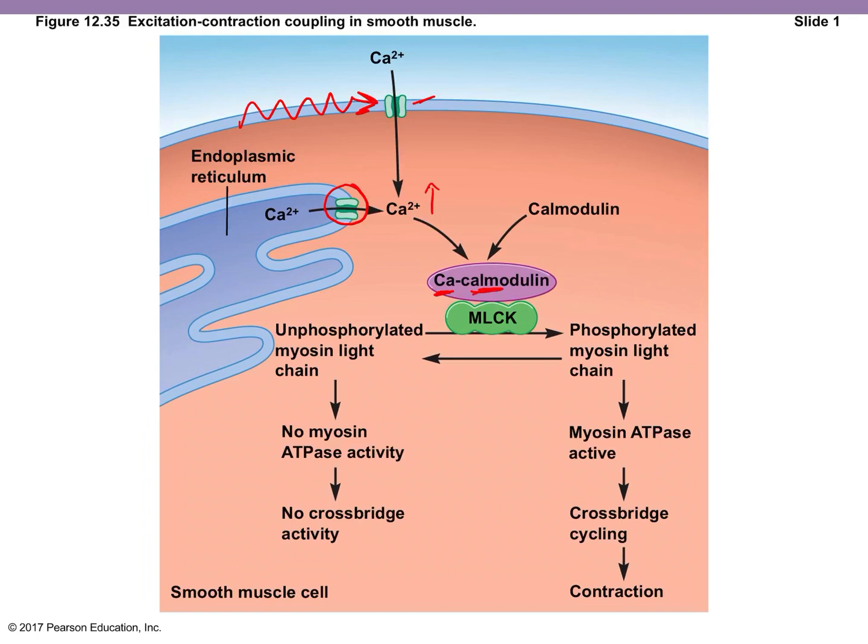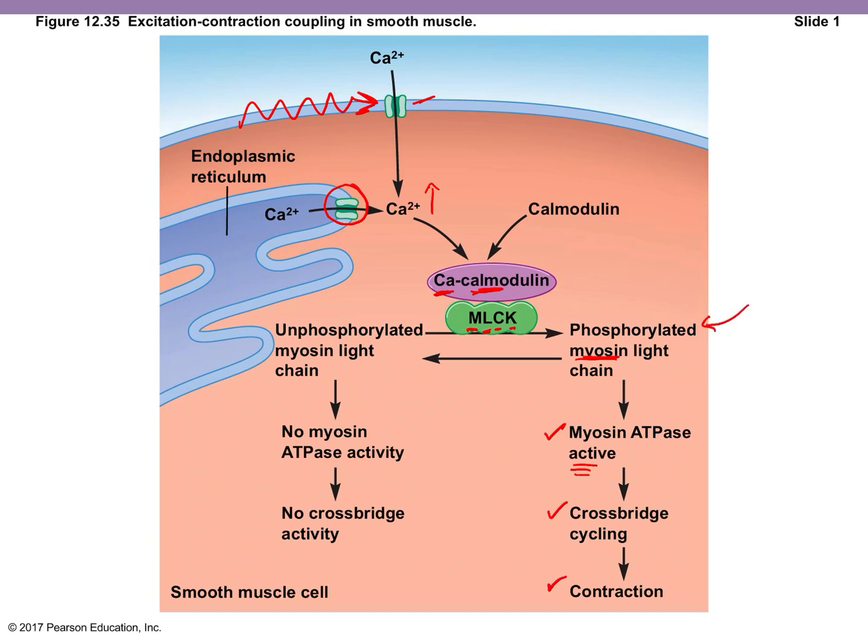So calcium and calmodulin together are going to activate an enzyme, this green guy, which is your myosin light chain kinase. It's a kinase. What do kinases do? It phosphorylates something. In this case, it's going to phosphorylate the myosin light chain. So the myosin is going to be activated. So it phosphorylates the myosin. Now it's active, and we can get cross-bridge cycling, and we get contraction.